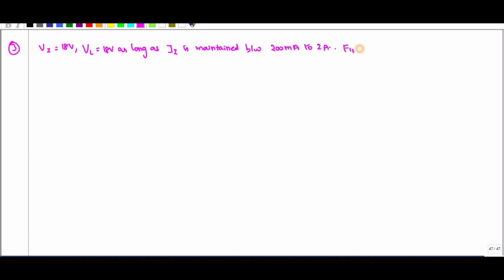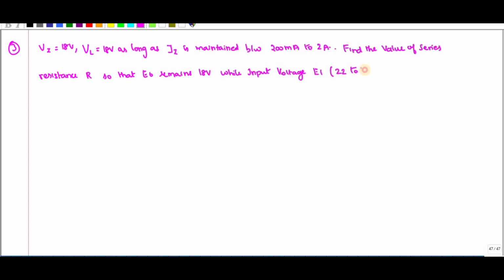Find the value of series resistance R so that E0 remains 18 volt while the input voltage EI varies from 18 to 22.